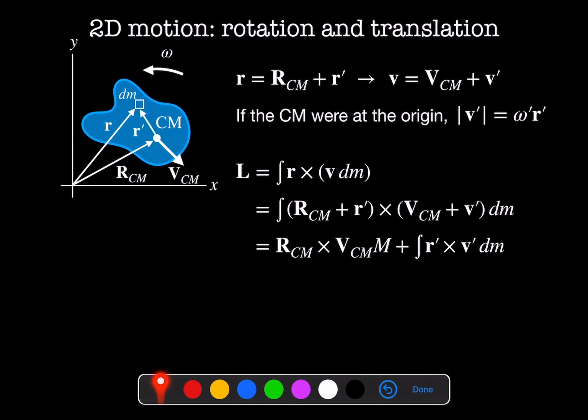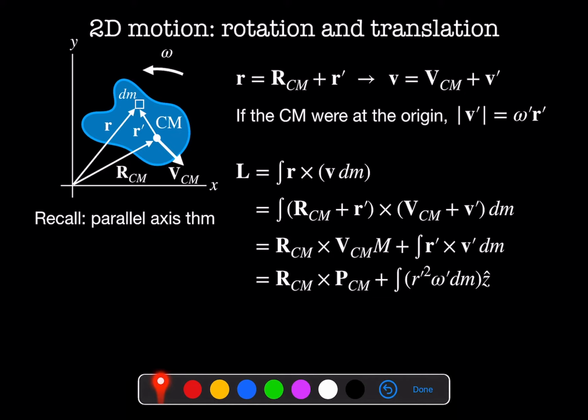We have another term, which is r prime cross v prime integrated over dm. This gives us the angular momentum of some rigid body traveling at a constant velocity. And then this term over here is going to be the angular momentum of the same body rotating now about its center of mass at some angular velocity omega prime.